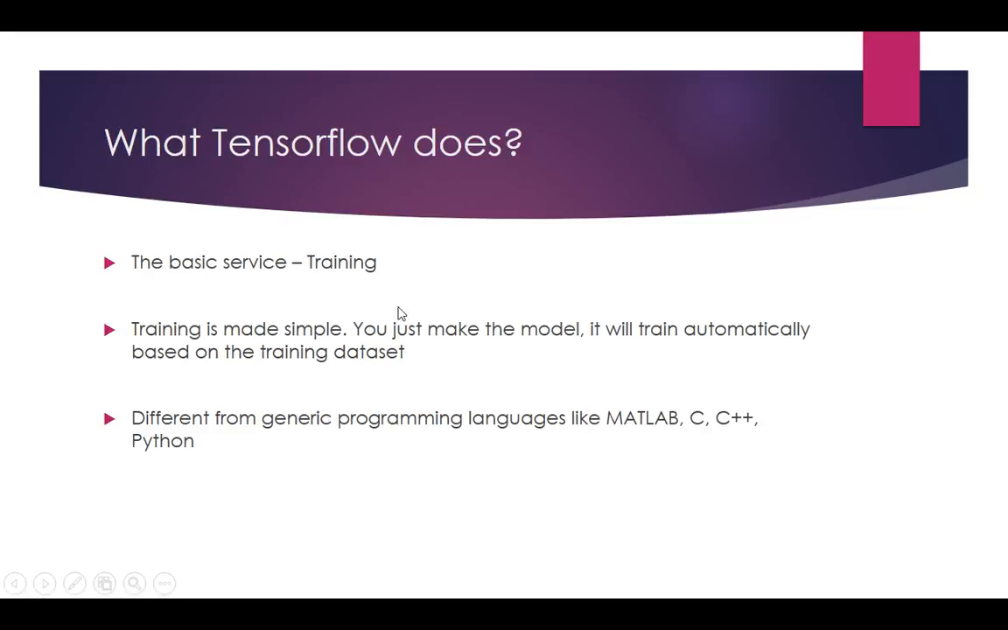So what does TensorFlow do? TensorFlow gives the basic service of training the network. Training is the most difficult part of neural network, which is made very simple in TensorFlow. You just write the code for the model and you give the training dataset and you tell it to train, and it will train the model, which is definitely a big improvement over the general programming languages.